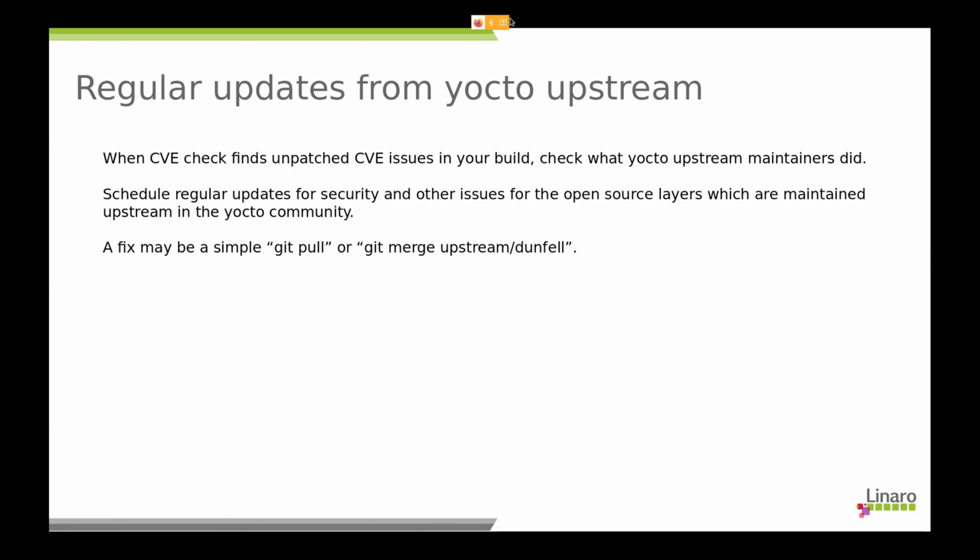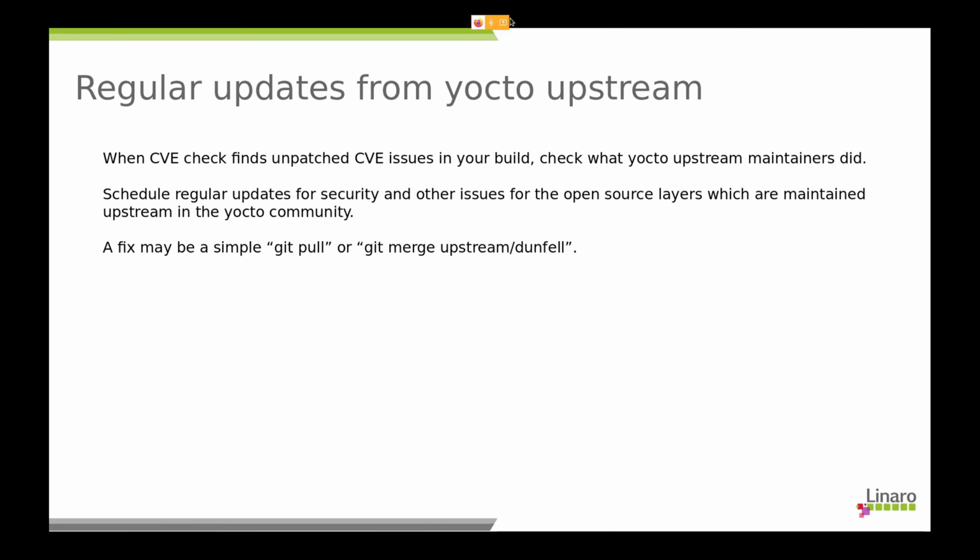Yeah, so if you do find CVE issues in your own product configuration with Yocto, the first thing to do is to check what Yocto upstream in the Dunfell or Kirkstone branches, or in the other stable branches, has maintained there to fix the issue.